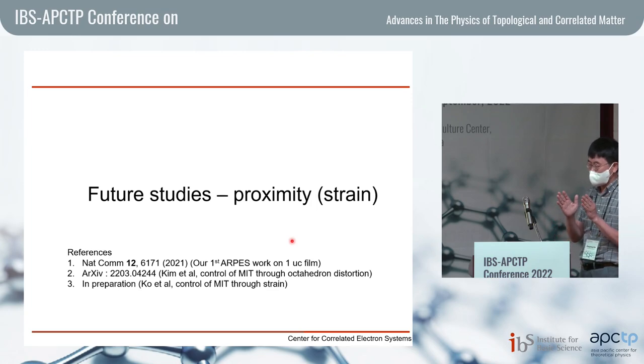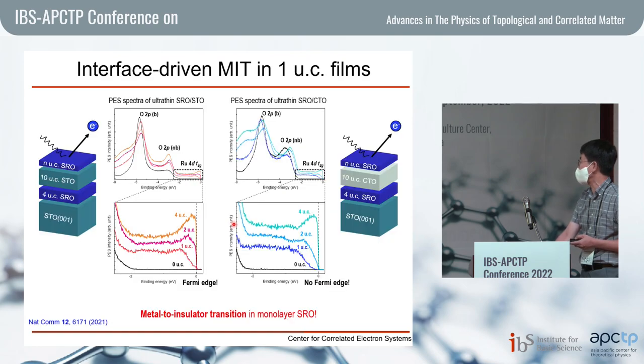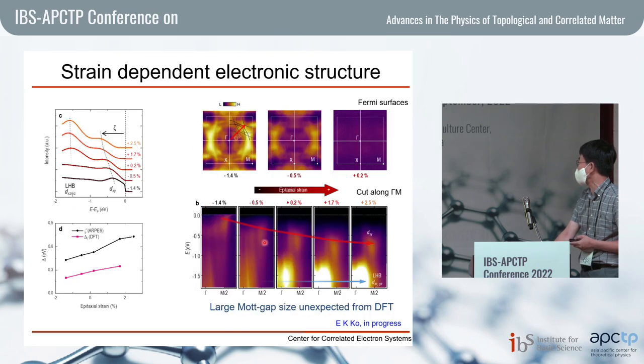Our future direction will be that we want to grow very thin film and use a proximity effect. So let me just go over in 1 minute. We can now grow down to a single layer and use strain to induce a metal insulator transition. Whether we use CTO, calcium titanate, or strontium titanate, we can change the system from metal to insulator, or we can use strain to induce a metal insulator transition.